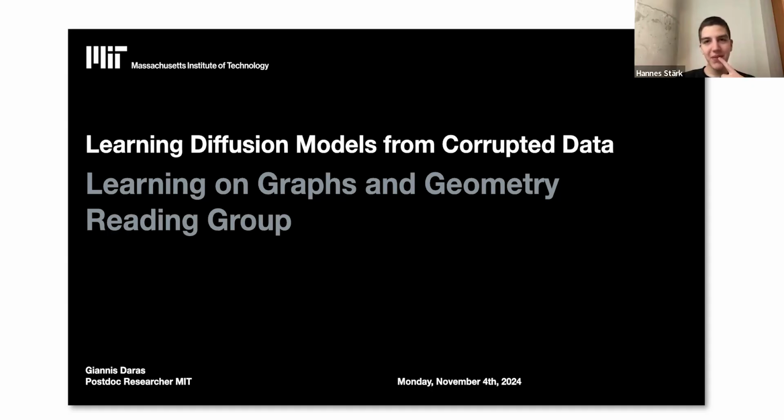And today it's Janis, who's a postdoc here at MIT, talking about how to train diffusion models on corrupted data. So let's go. Okay, awesome.